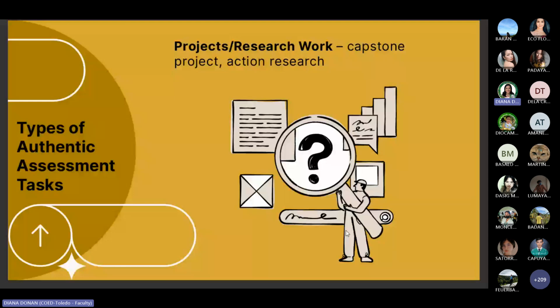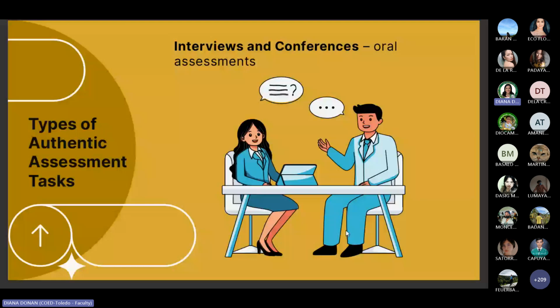Now, lastly, we have the interviews and conferences. These are oral or one-on-one assessments where the teacher asks the students to explain, to reflect, or to answer questions. So in short, it is an interactive way to check their understanding.